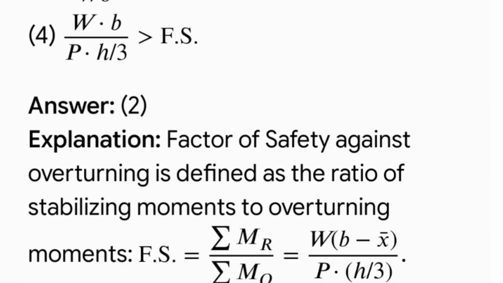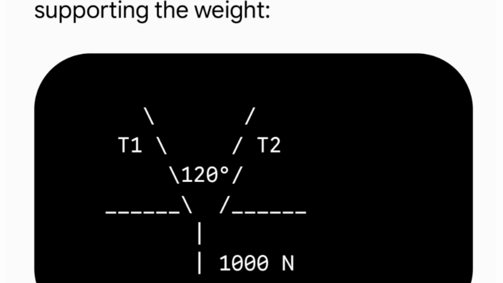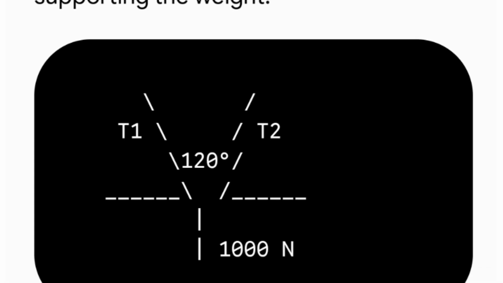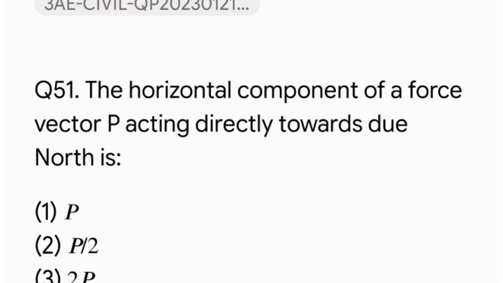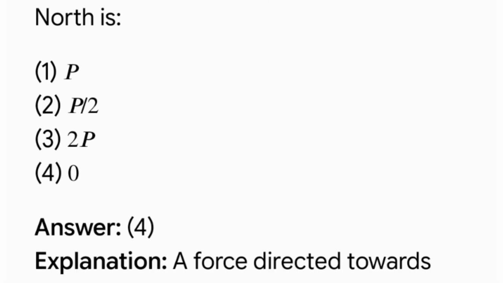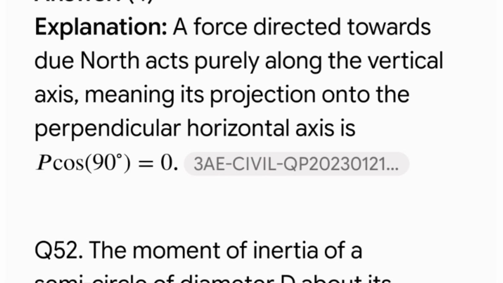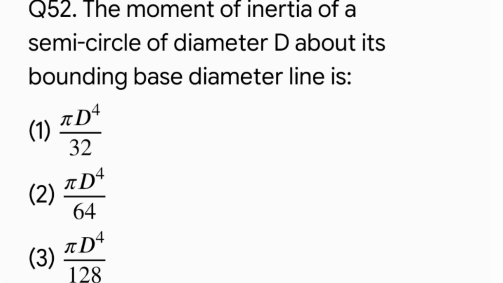Next question. For a coplanar equilibrium force system shown below, find the magnitude of the force in a rod supporting the weight. Correct answer 1000 Newton. Next question. The horizontal component of a force vector P acting directly towards the earth is. Correct answer option 4, 0 degrees. Next question. The moment of inertia of a semicircle of diameter d about its bounding diameter is. Correct answer option 3, pi d to the power of 4 by 128.